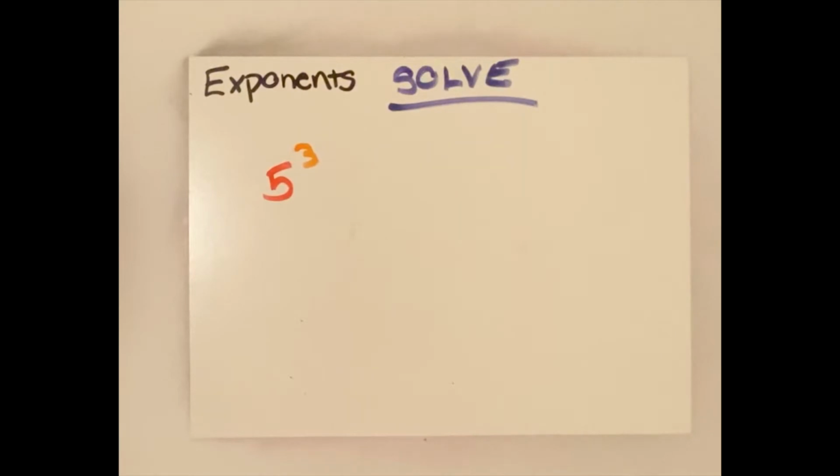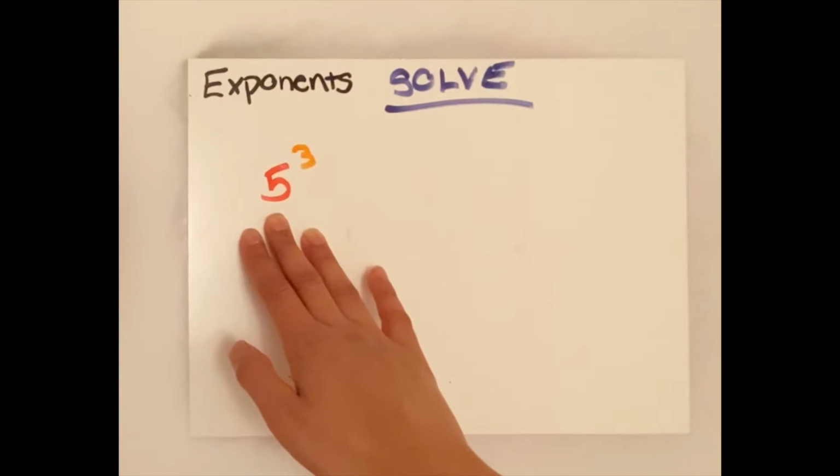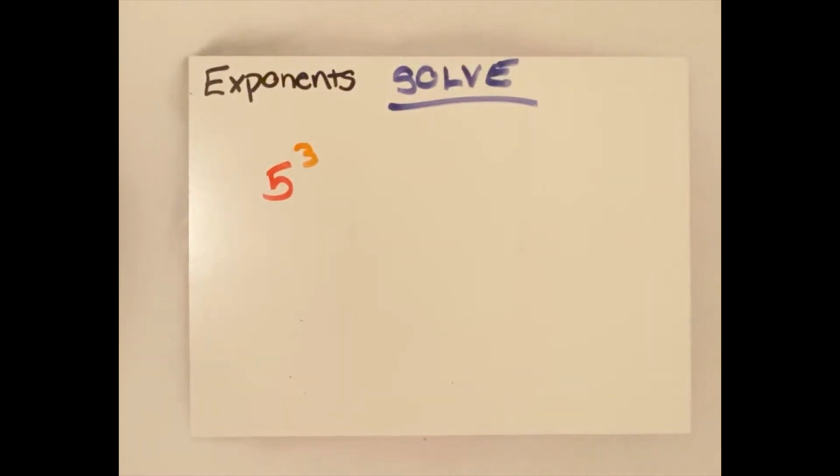Okay, so numbers written in exponential form can be converted to standard form. This is often known as solving or simplifying. In order to understand how we're going to solve powers such as 5 to the power of 3 or 5 cubed, we need to understand what this means. What does 5 to the power of 3 mean?